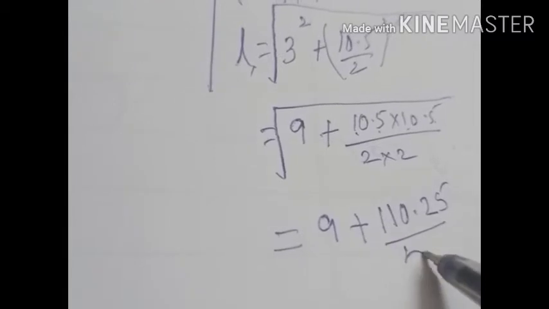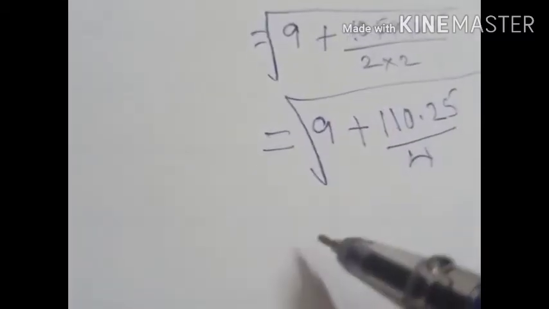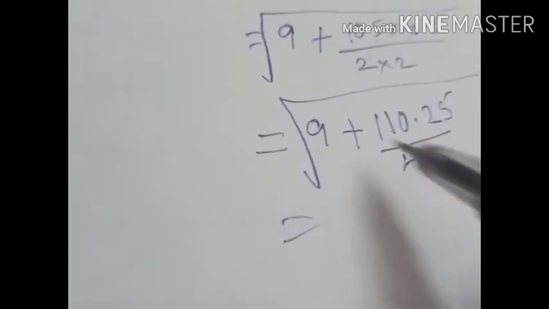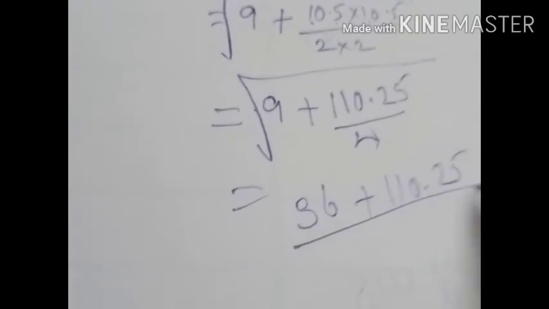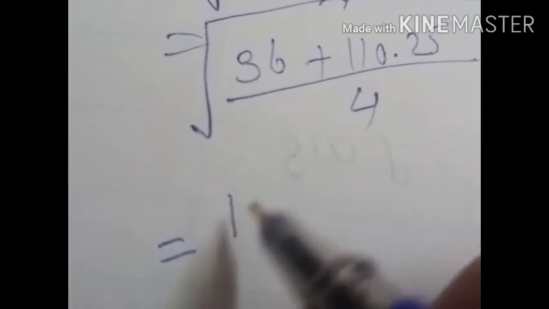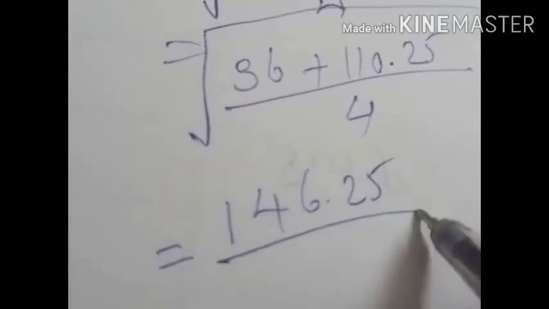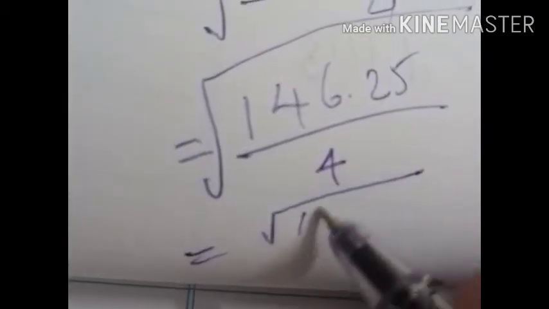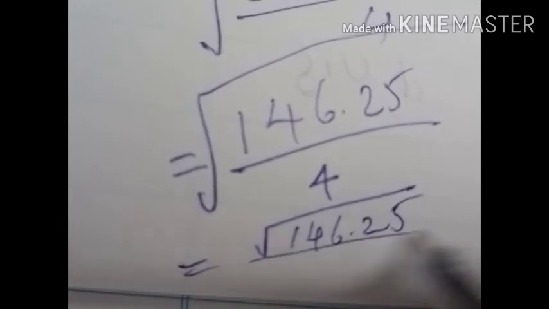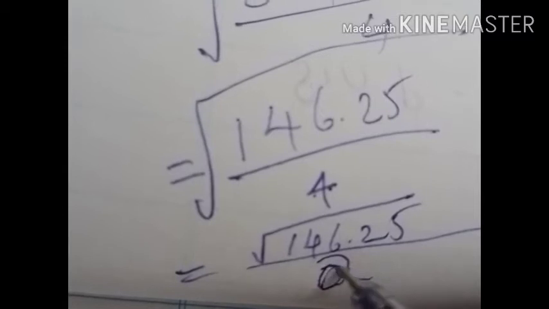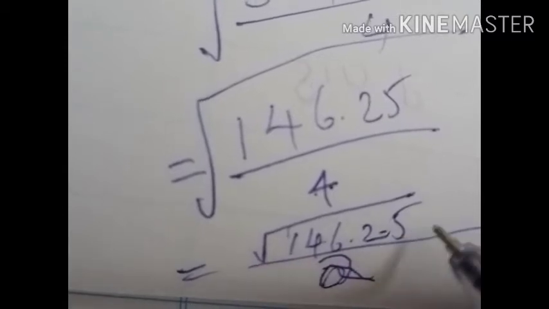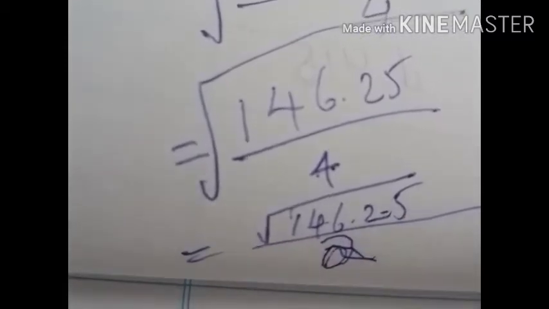Then divided by 4. Its square root we have to find. Then 4 into 9, 36 plus 110.25, by 4. Its square root we have to find. That is equal to 146.25 by 4. Its square root. Then we have to find root 146.25, divided by root 4. Root 4 means 2. So we have to find root 146.25 and divide it by 2.